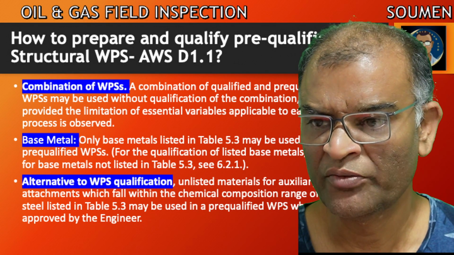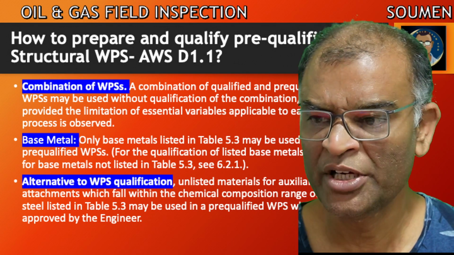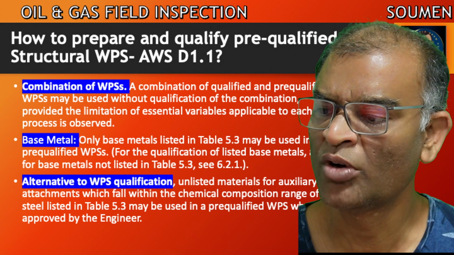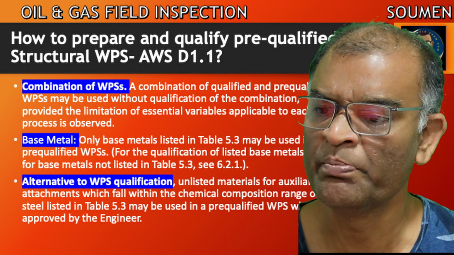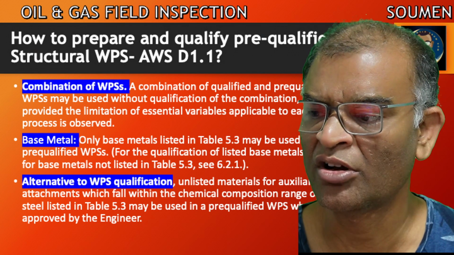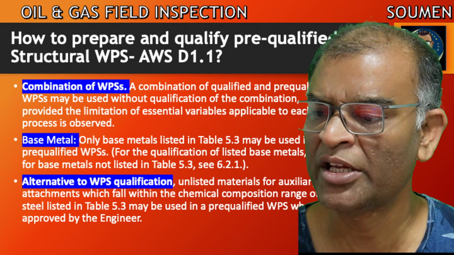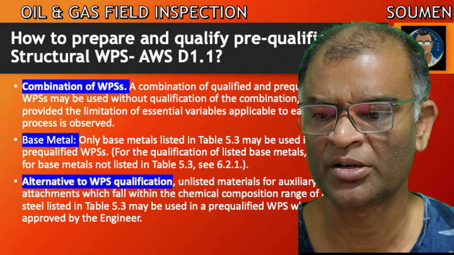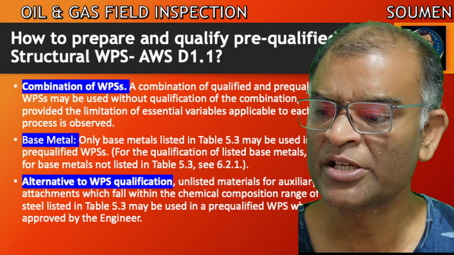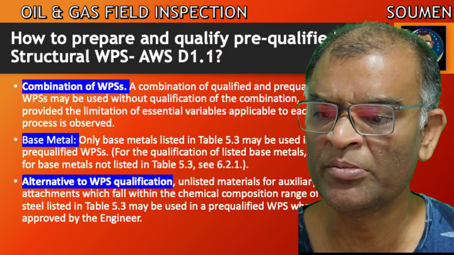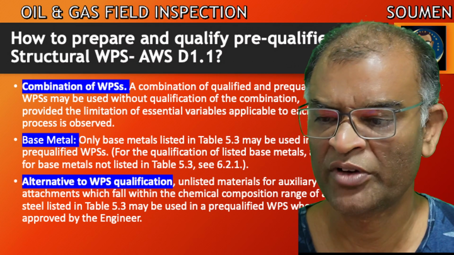A few important pieces of information. Combination of WPS: a combination of qualified and pre-qualified WPS may be used without qualification of the combination, provided the limitation of the essential variable applicable to each process is observed. Base metal: only base metal listed in 5.3 may be used in pre-qualified WPS.